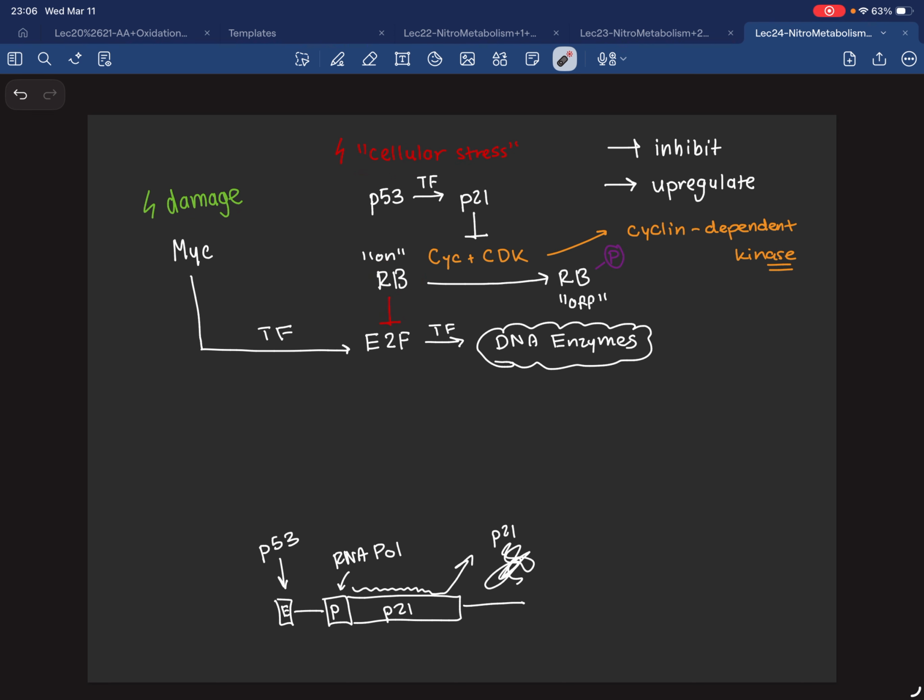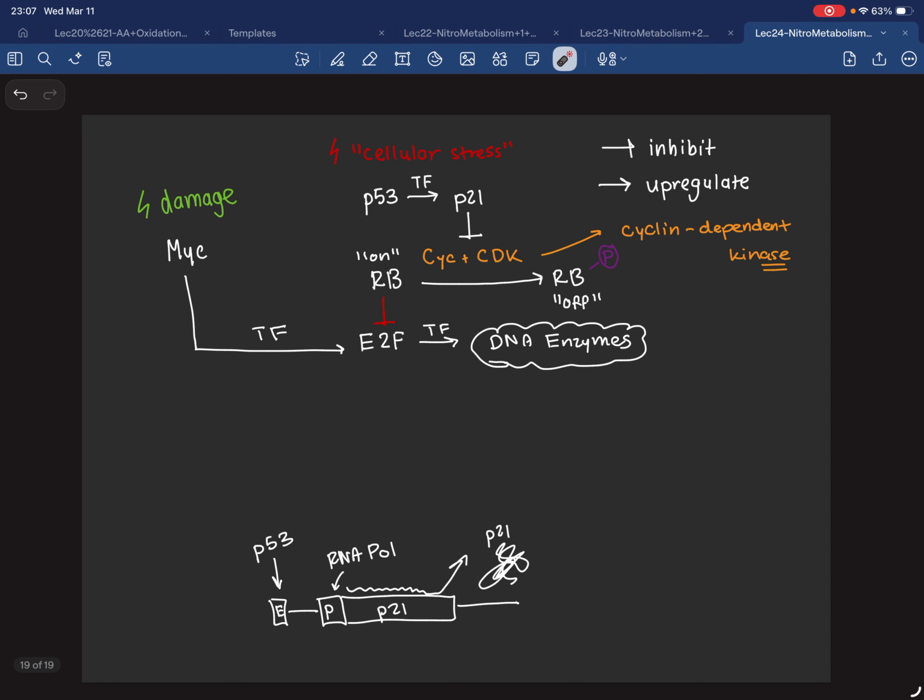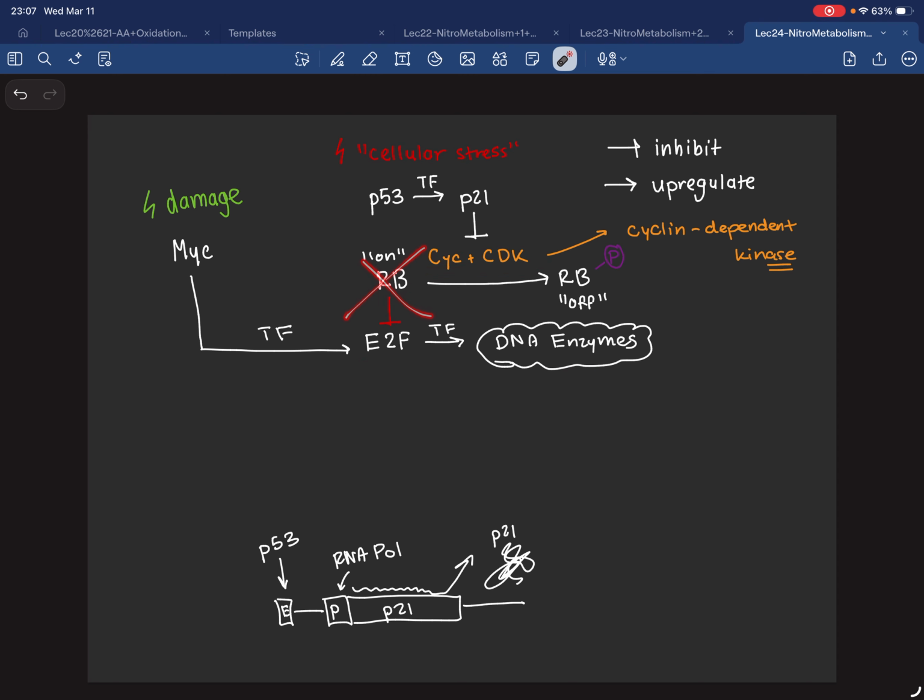Now, why is RB called the tumor suppressor gene? Well, tumors are just unregulated cell growth, right? You have a cell that's multiplying and multiplying and multiplying out of control. That's a tumor. If E2F is always on, and this is always running, you are always doing cell replication. If RB is off, you have a tumor, which is why RB is the tumor suppressor gene. It keeps E2F in check. It's the brake pedal. Cyclin and CDK, well, they just cut the brakes. p21 uncuts the brakes. So this is the entire cascade.